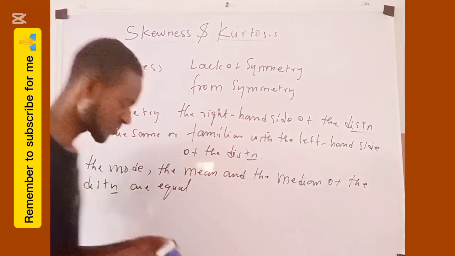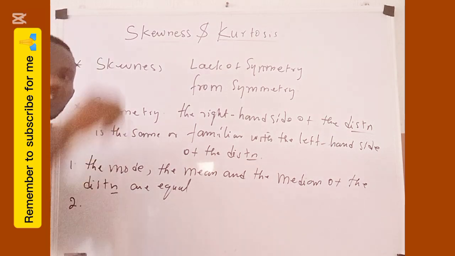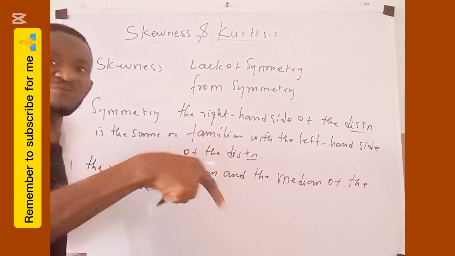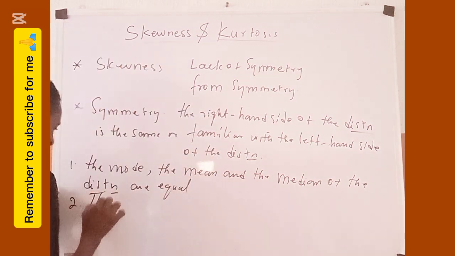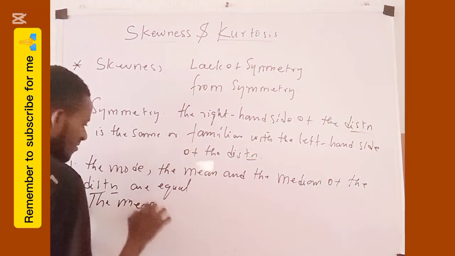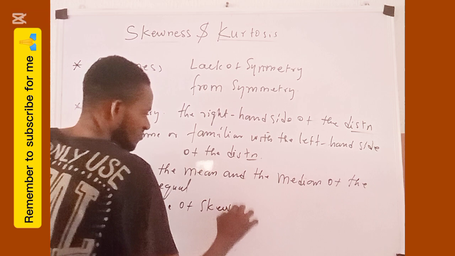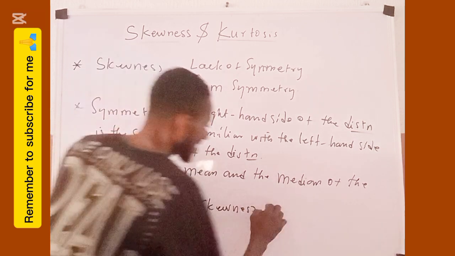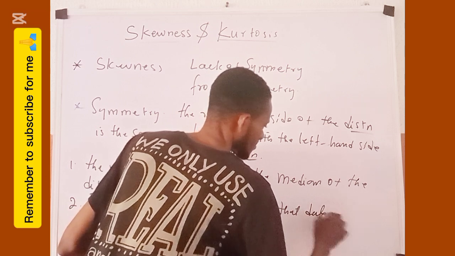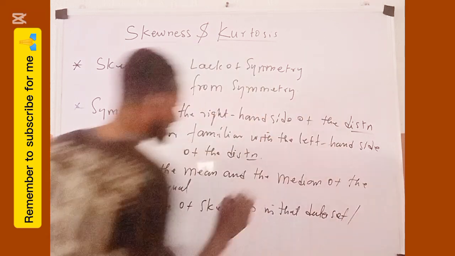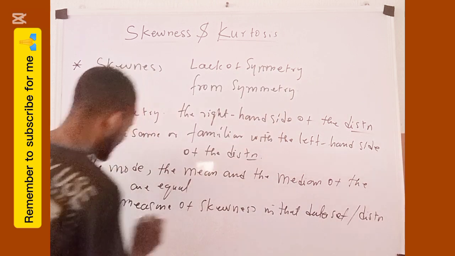That's number one. Number two, the measure of skewness in such a distribution or data set is zero.